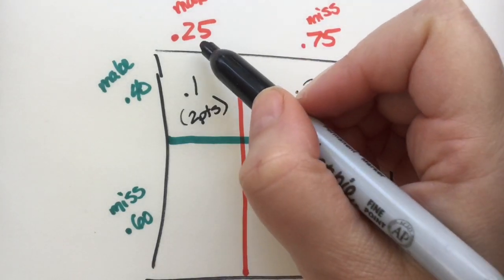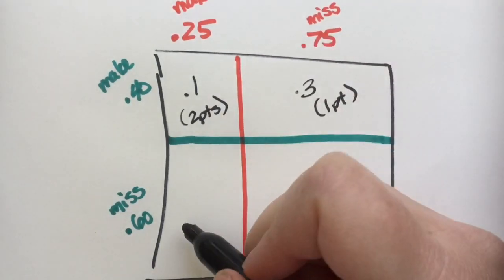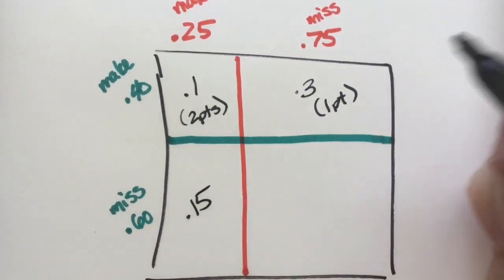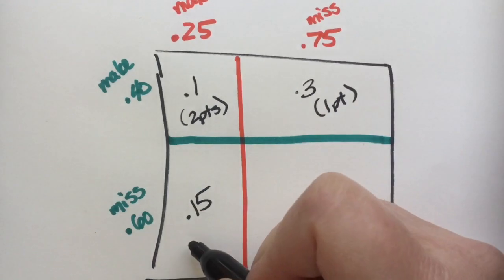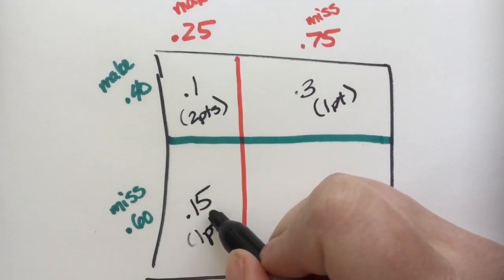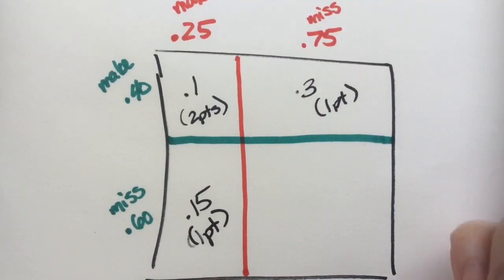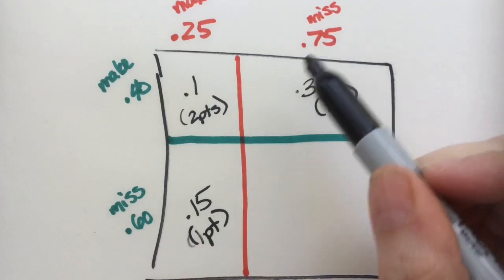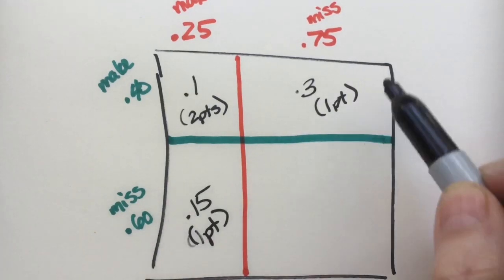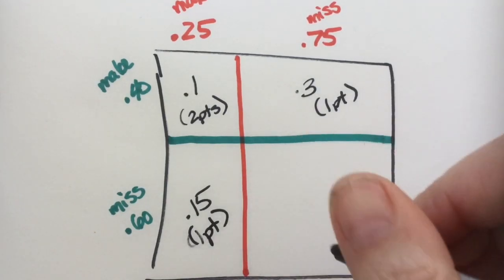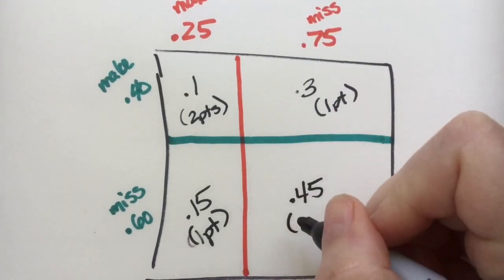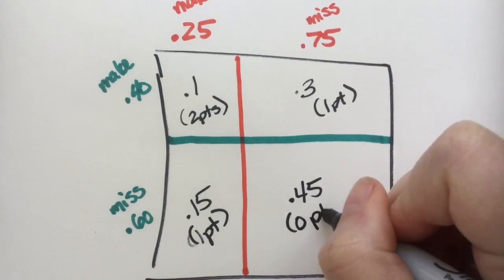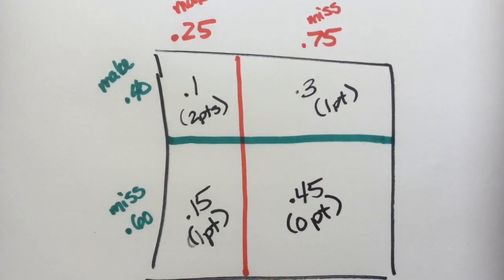0.60 times 0.25 is 0.15. This is that they make their first shot, but they miss their second shot. So again, this is also 1 point overall. The last is that they would miss both shots. So 0.60 times 0.75 is 0.45. And that is when they make 0 points.